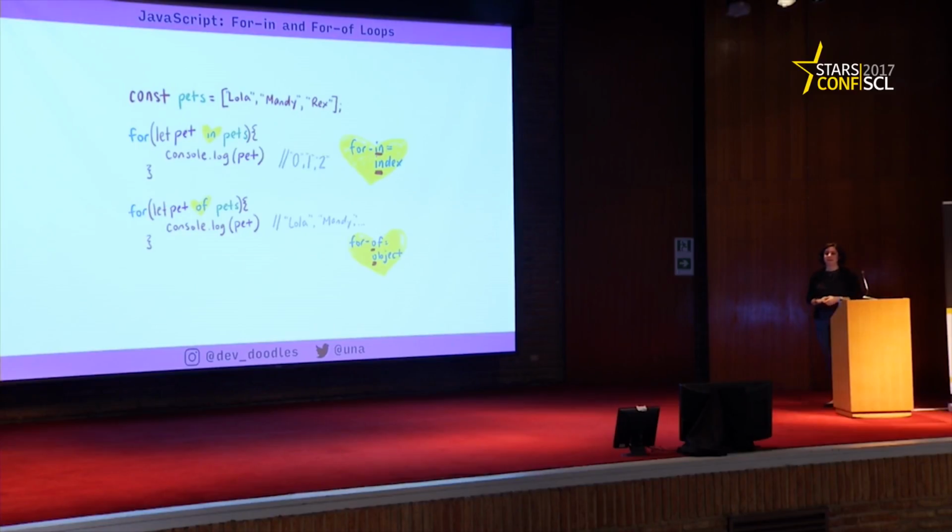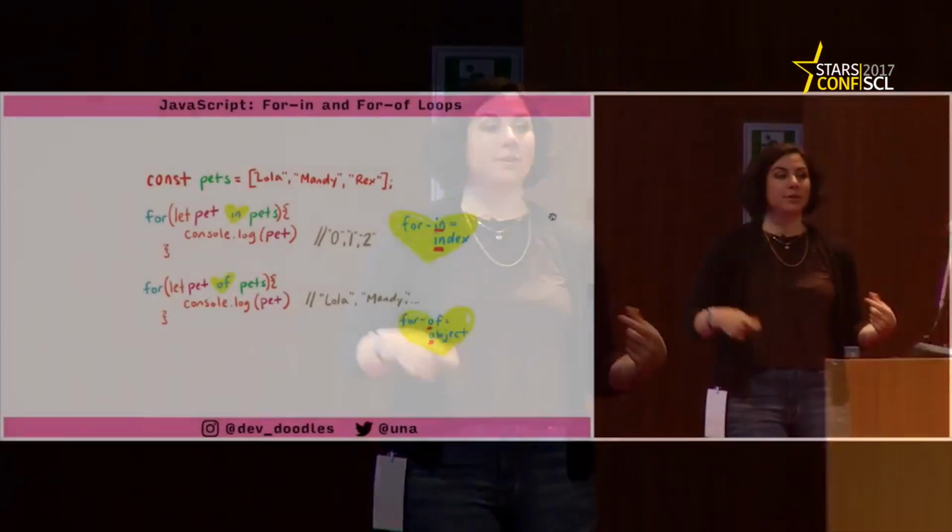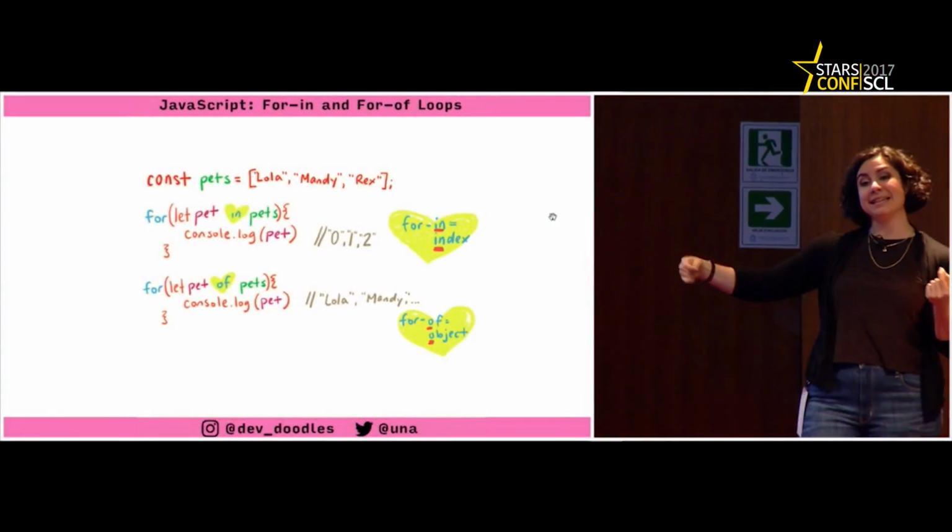And then finally here, for in and for of loops. For of loops are awesome. They're so helpful. When you have a for in loop, what you're doing is you're saying for let pet in pets, this array of pets that I have, you're going to return 0, 1, and 2. You're going to return the index. So for in loops give you the index.